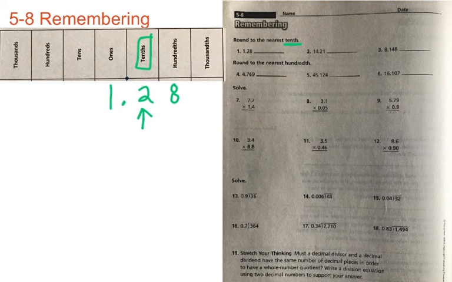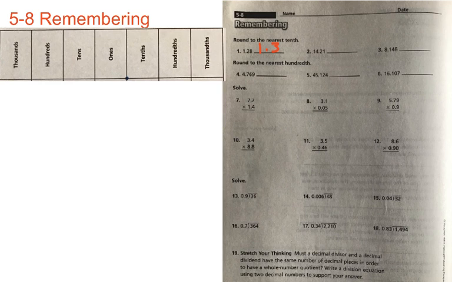We have to look to the number to the right. Immediately to the right of this, we have an 8. If the number immediately to the right is 5 or higher, we round up. So we are going to round up because it's 8. It's higher than 5. So our answer here is going to be 1 and 3/10, or 1.3.